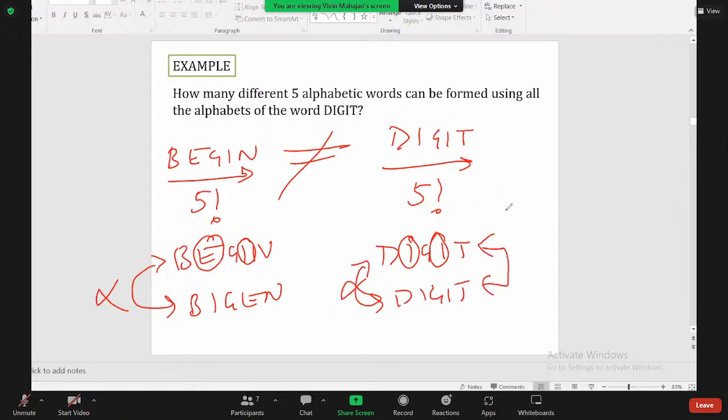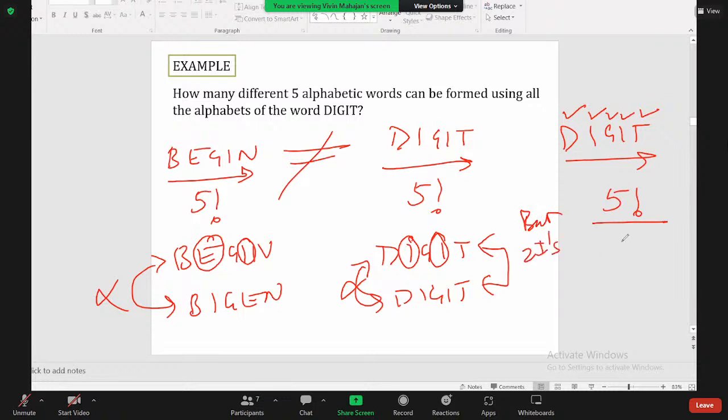And we have already discussed this fact that if things are repeating, then we need to divide with those many factorials. In the case of digit, there are 5 things to be arranged in a straight line: 1, 2, 3, 4, 5. So 5 different things can be arranged on a straight line in 5 factorial ways. But out here, 2 i's are repeating. So we need to divide our answer with 2 factorial. And hence, the correct answer to this question will become 5 factorial divided by 2 factorial.